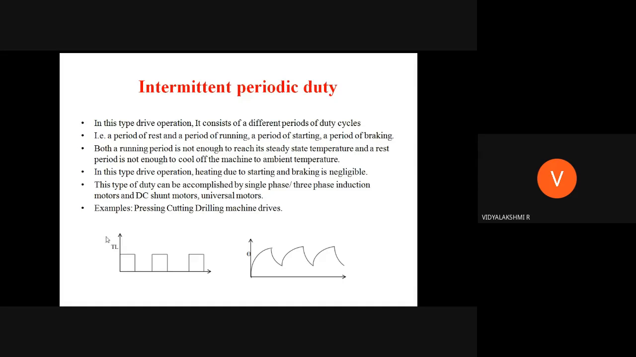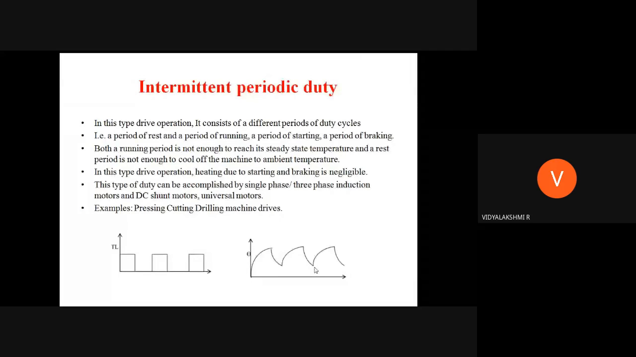If you draw the curve for this duty, the same as I drew before, it will look like this. Up to this, my graph is linearly increasing. Once it comes to the rest position, what will happen? My temperature falls, so it comes to the cooling curve. Again, it is the heating curve. Again, it is cooling. Again, heating. Again, cooling. That's why my graph will be like this.